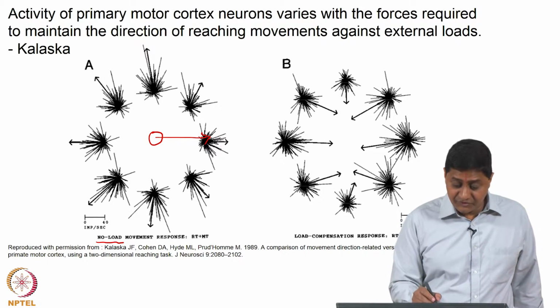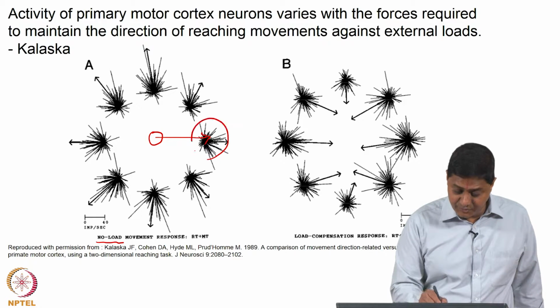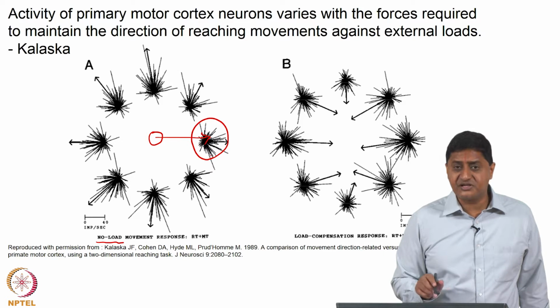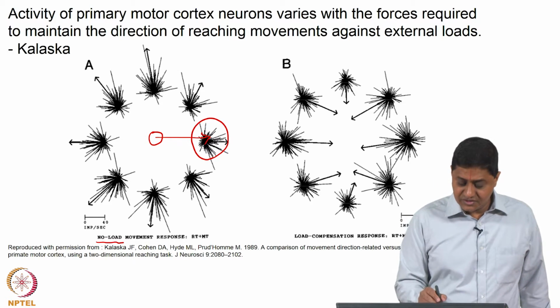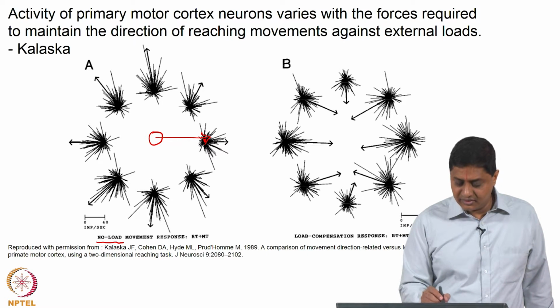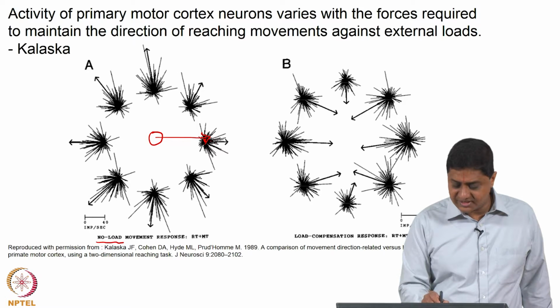The position of each of these groups of activity represents the position that was required to be moved. That is the position that was required to be moved, for example, that was the target, and the activity of these neurons predicts that direction.